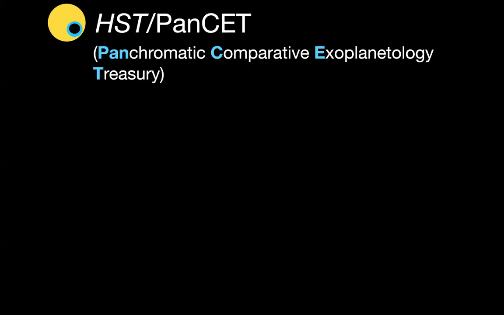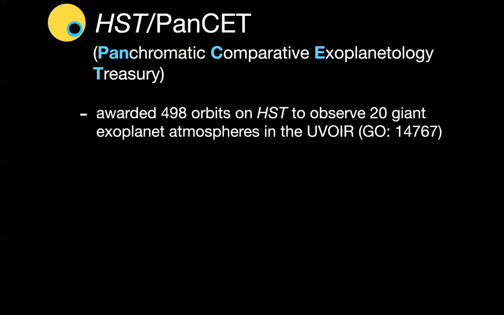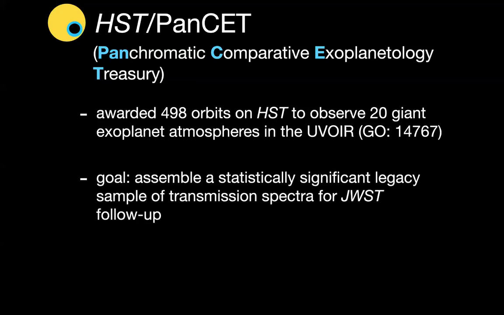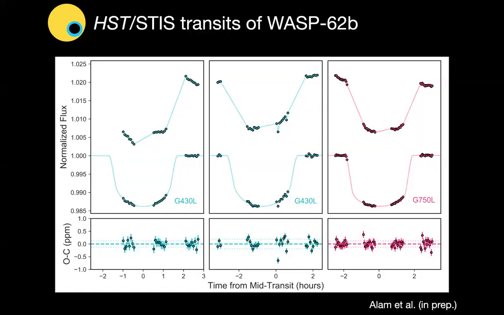We observed 3 transits of WASP-62b as part of the PanCET program, which is led by David Singh and Mercedes Lopez-Morales. PanCET stands for the Panchromatic Comparative Exoplanetology Treasury Program, which was awarded 500 orbits on HST to observe the atmospheres of 20 giant planets in the UV, optical, and infrared, with the goal of assembling the first statistically significant legacy sample of exoplanet transmission spectra that are well suited for follow-up with JWST.